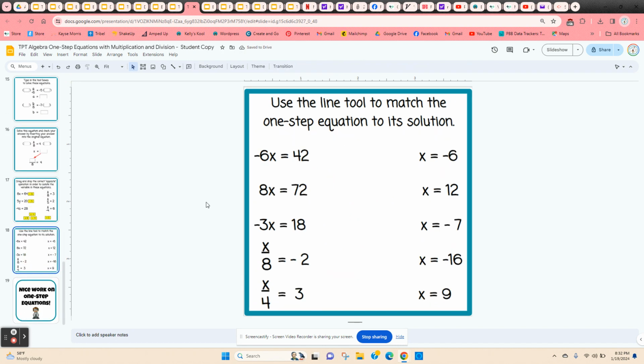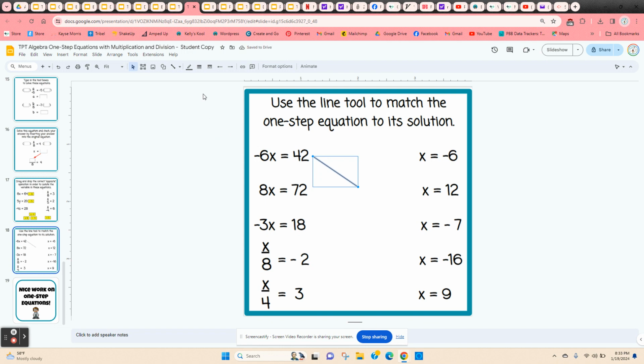And then on this final slide, they're going to use the line tool. They're going to match an equation with its solution. So you want to instruct them to come up here to select line. They're going to click on line. That'll give them a line with 2 blue circles on each end. If they click and hold on the blue circle, then they can move it where they like.